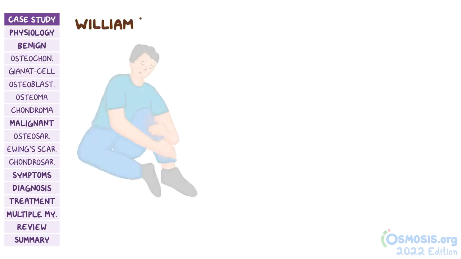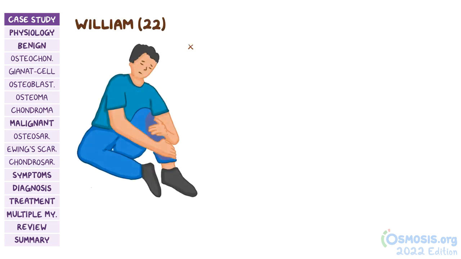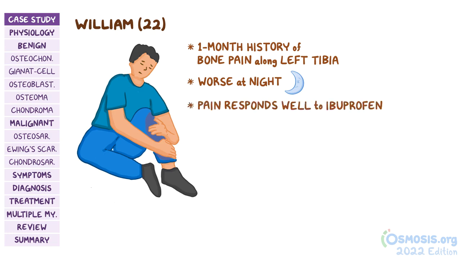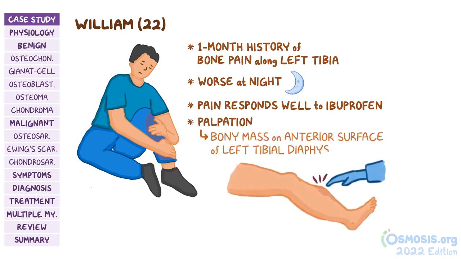Then you see William, who's 22 years old and complains of a 1-month history of bone pain along his left tibia, a problem which is worse at night. One interesting observation he made was that the pain responds well to ibuprofen, a non-steroidal anti-inflammatory drug. On examination, palpation reveals a bony mass on the anterior surface of the left tibial diaphysis.